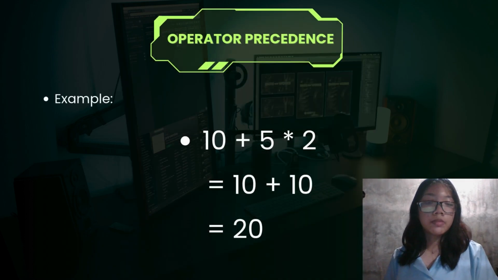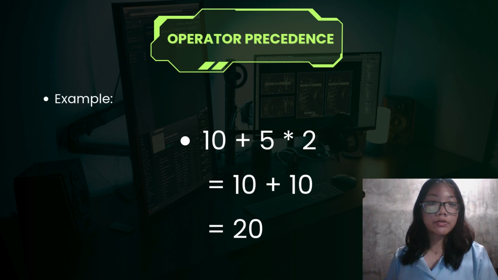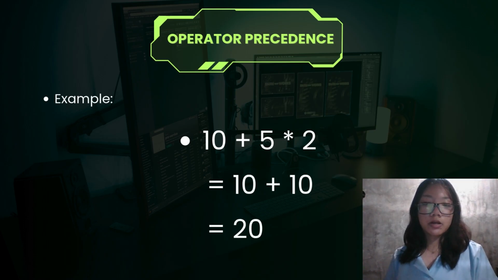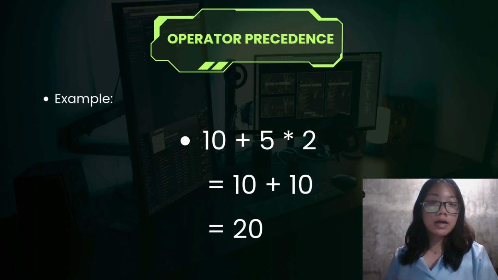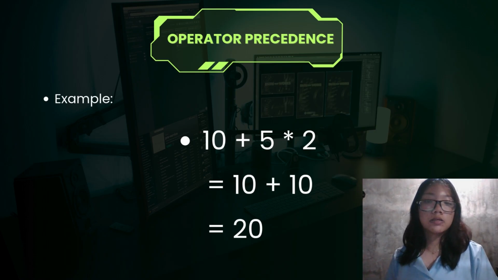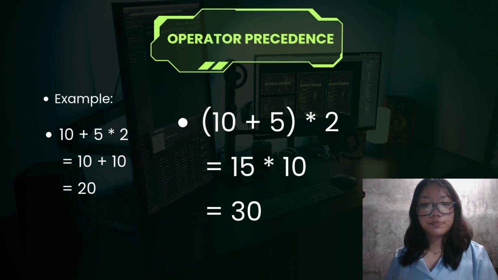For example, in the expression 10 plus 5 multiplied by 2, Java performs the multiplication first because the asterisk operator has higher precedence than the plus operator. This means the expression is calculated as 10 plus open parenthesis 5 times 2 close parenthesis, which means 20.